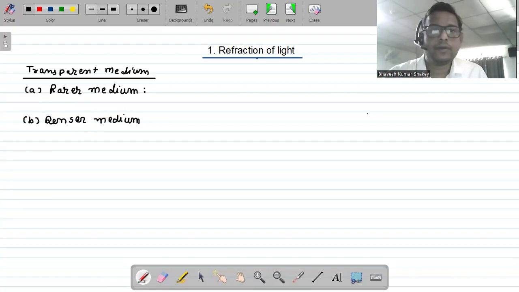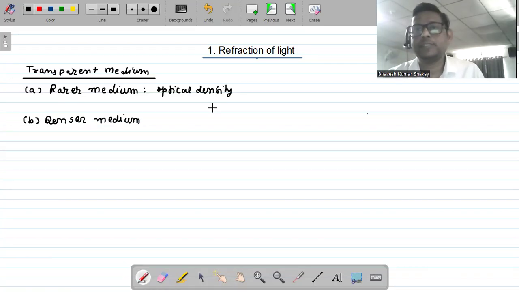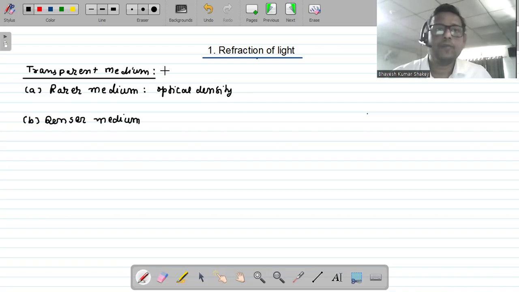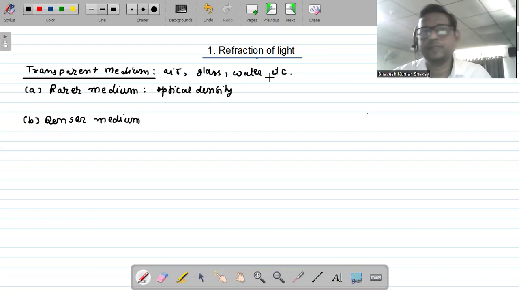So here we have a term which is called optical density. Now what is optical density? We know that the speed of light is maximum in vacuum or air, and the value of speed of light in vacuum or air is 3 into 10 to the power 8 meter per second. So when the light ray travels from air to any other medium, for the transparent medium I can have the following examples: air, glass, water, etc. These are some examples of a transparent medium.